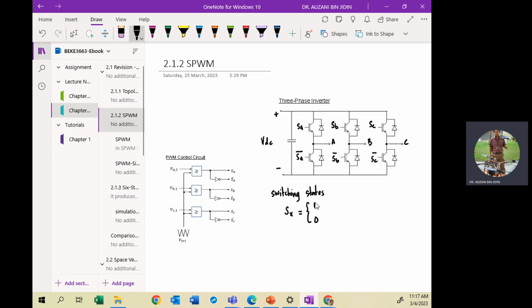So SX is 1 if the modulating signal Vx is larger than or equal to the triangular waveform. Otherwise, it will produce 0. So I just put otherwise, meaning if Vx is less than the triangular waveform. VTRI is the triangular waveform. And so this is the triangular waveform.